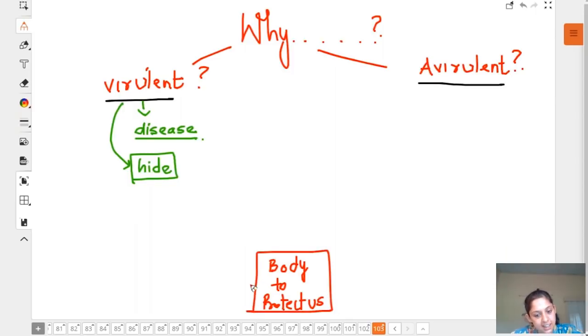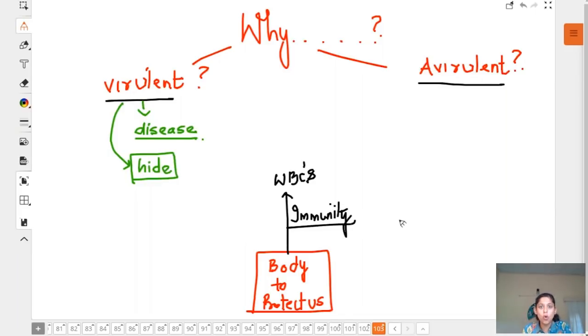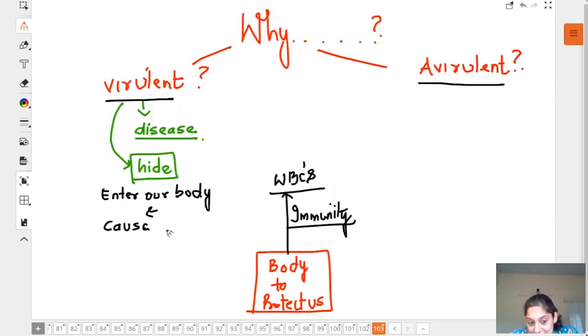My old students, if somebody's attending the class, we're doing human health and disease now. So what does our body have to protect us? WBCs, white blood cells. I'll call it immunity. So our immunity is like the soldier on the border, trying to kill anybody who's trying to enter the border. So if the virulent pathogen has to enter our body and cause disease, it has to hide itself. Simple. It has to hide. Otherwise, our body will come to know.